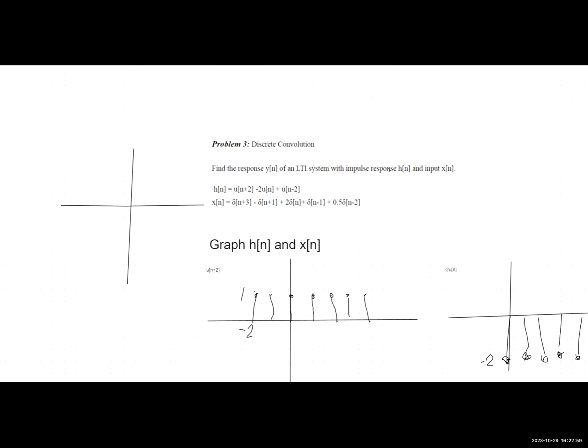All right, at -3 it's 1, and then it looks like it's 0 at -2. At -1, you get -1. At 0, you get 2. At 1, you get 1. And at 2, you get 0.5. So it looks a little something like this: 0.5, 1, 2, -1.